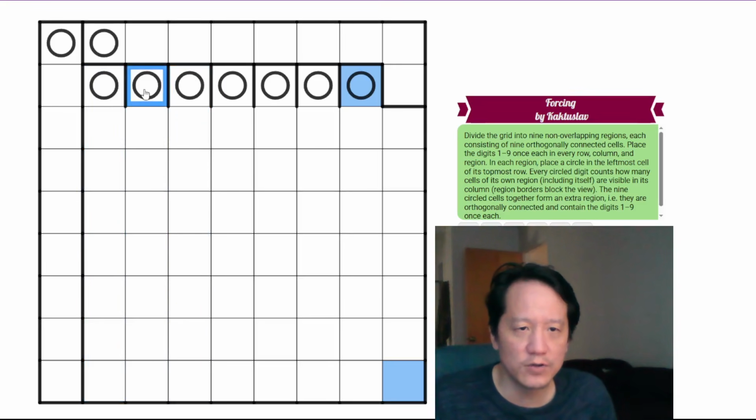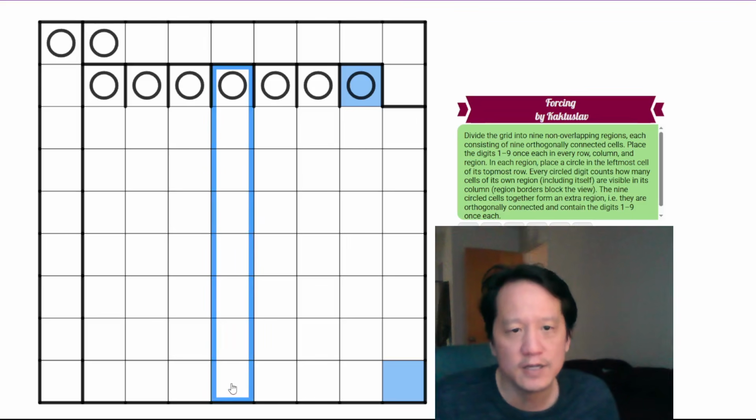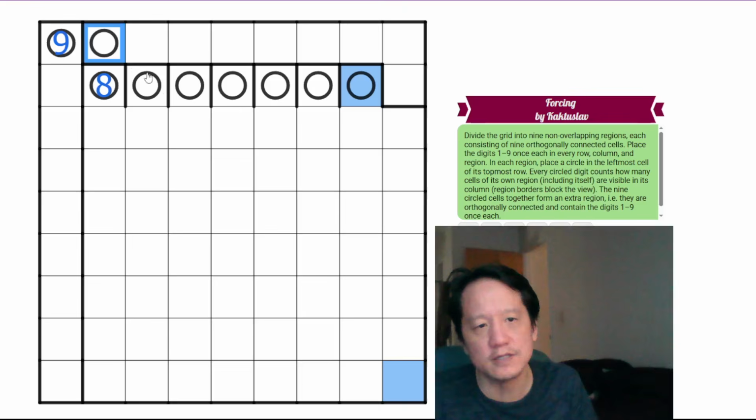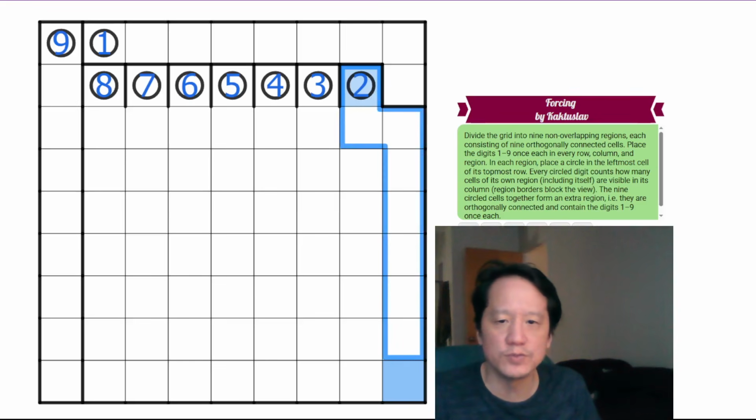If we have here that we have 2 regions having a total of 16 cells when they need to be 18, etc., etc. So this is 9. We have 9. This is 8. That's 1. This is 7, 6, 5, 4, 3, and 2. So blue goes this way.